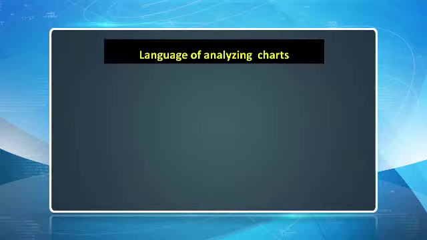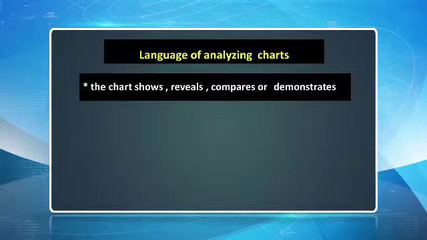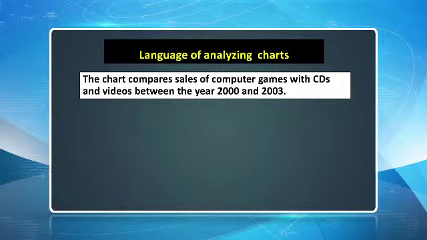So the language of analyzing charts. The chart shows, reveals, compares, or demonstrates. This is the kind of language that you need to use when you are talking or referring to the chart. So if you saw something in the chart that talks about games, you would say that the chart shows that games, and you would continue the sentence. The chart compares sales of computer games with CDs and videos between the year 2000 and 2003.